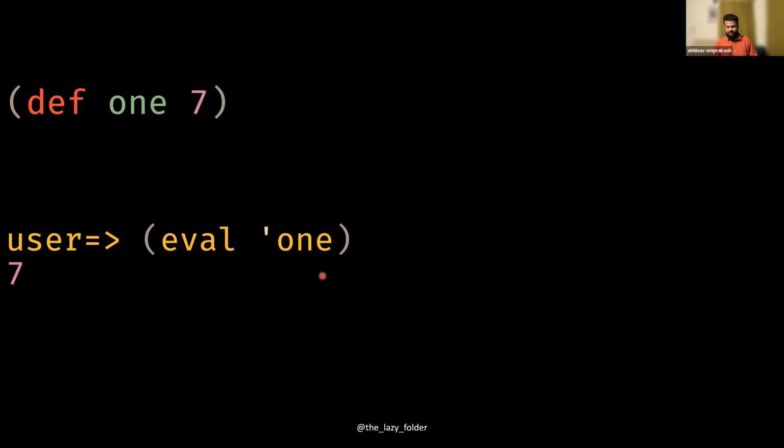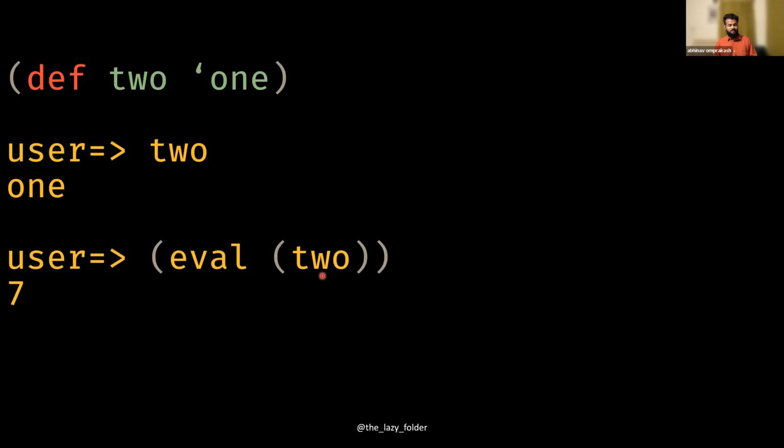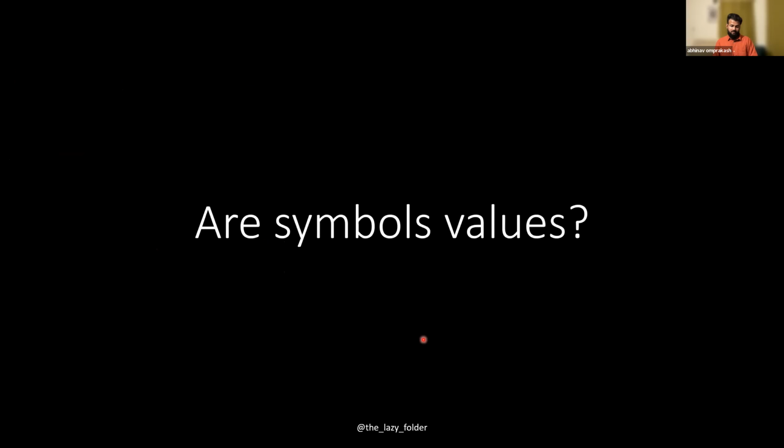But the real mind-bending thing is that symbols can be assigned other symbols. This is where it gets confusing, because to the symbol 2 we can assign the symbol 1. So when we call 2, it is also the symbol 1, not the value of 1. And when we evaluate it, this is a double evaluation. It returns the symbol 7. So this makes us ask, are symbols values? And yes, they are values. But for the sake of this, let's treat them as separate things, because it gets confusing later.